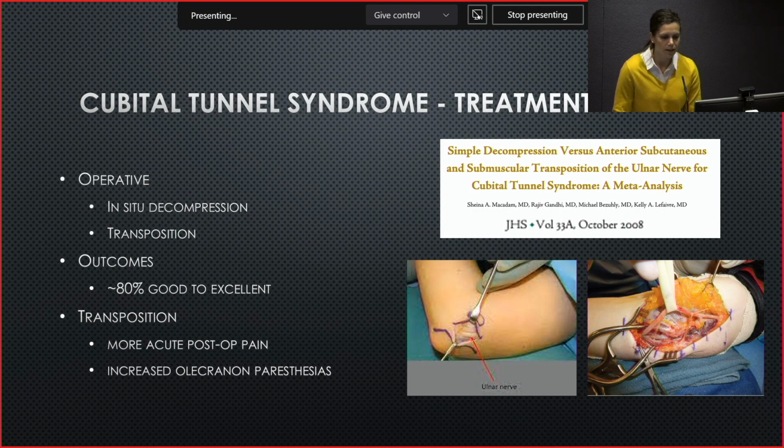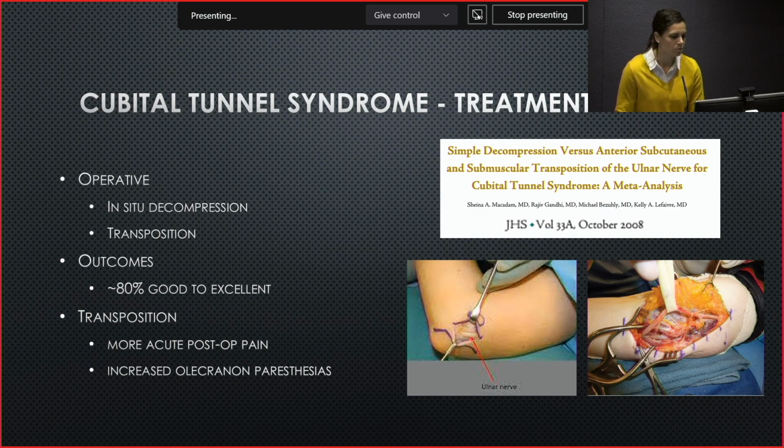Operative intervention is indicated when symptoms fail to improve with non-operative management, or patients present with severe disease, like wasting in their intrinsic muscles. The two basic surgical options are to decompress the nerve where it lies and leave it there, or transpose the nerve anteriorly. Decompressions can be done open or endoscopically. Transpositions can be done subcutaneously or within the muscle or deep to the muscle. And all techniques work well, and studies have failed to demonstrate superiority of one over another.